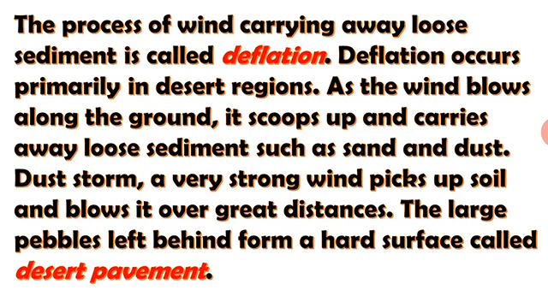So another one is, just as there are rainstorms, there are dust storms as well, or we also call this a sandstorm. A very strong wind picks up soil and blows it over great distances. The large pebbles left behind form a hard surface called desert pavement. Some areas in the state of Kansas, USA, became known for the Dust Bowl disaster in 1930, which was caused by deflation.